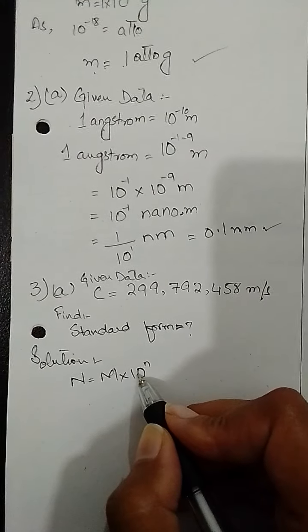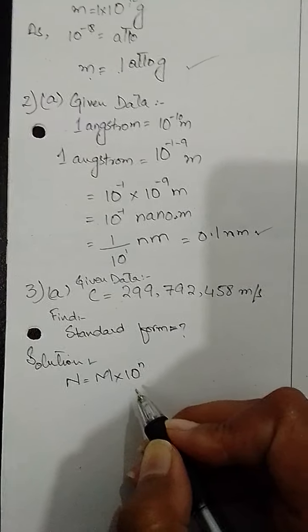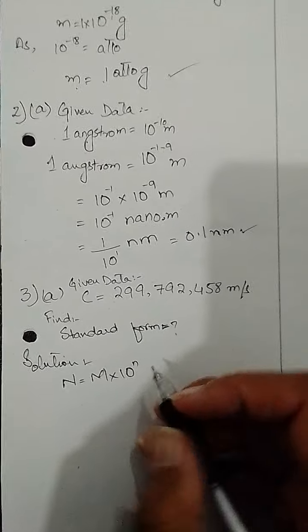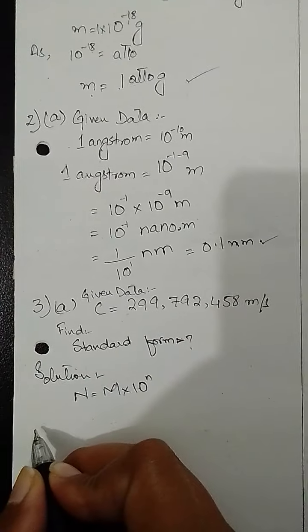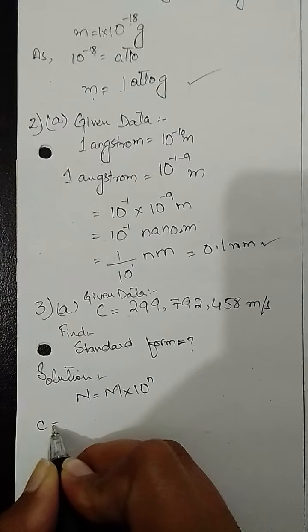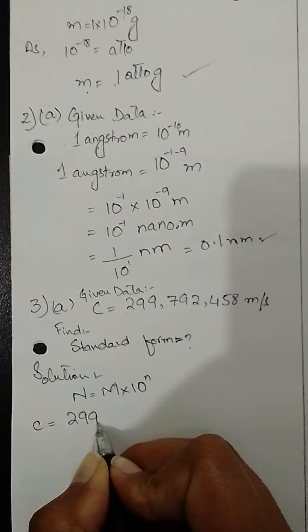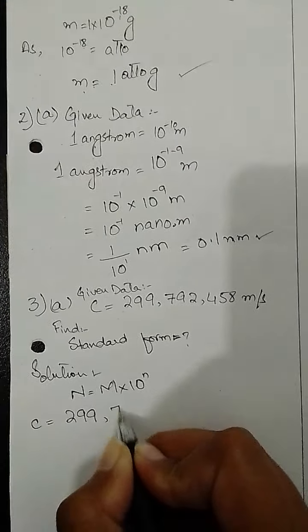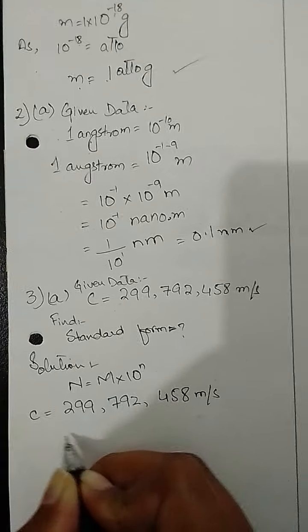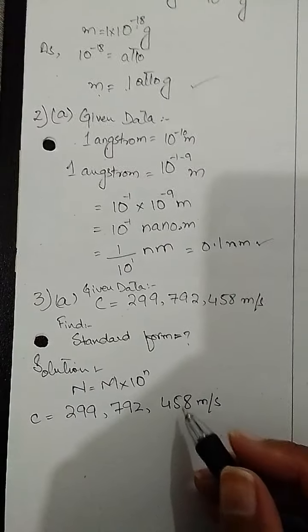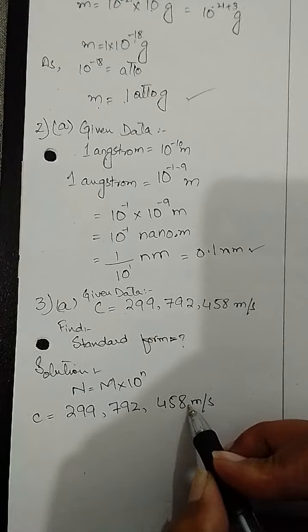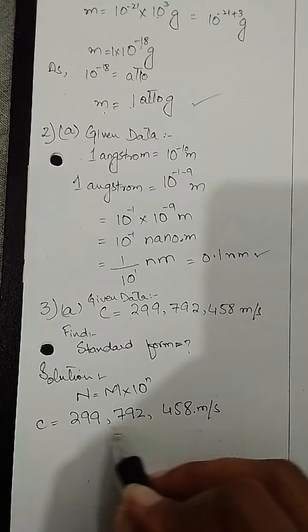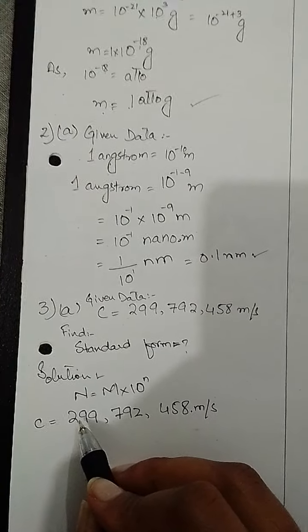Where m is the mantissa, 10 is the base, and n is the power, right? Therefore, we can write the speed of light in standard form as c equals 299,792,458 meters per second, which is already given. So whenever we have to write down a number in standard form, we have to bring this decimal point right after the first non-zero digit, right?